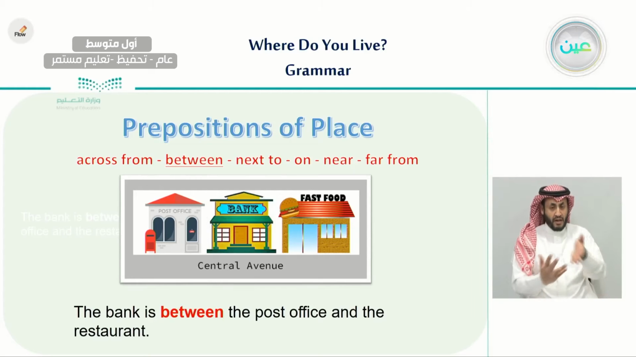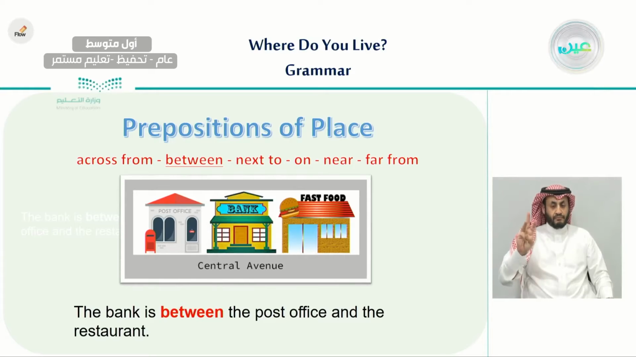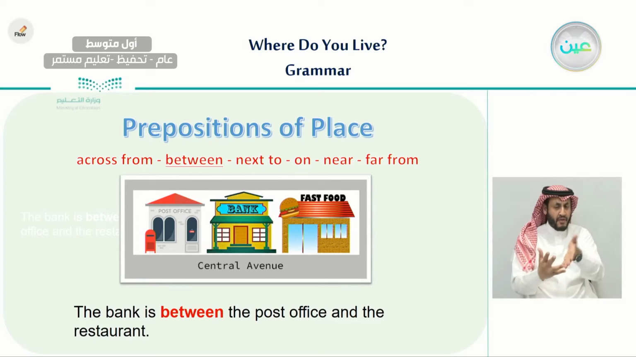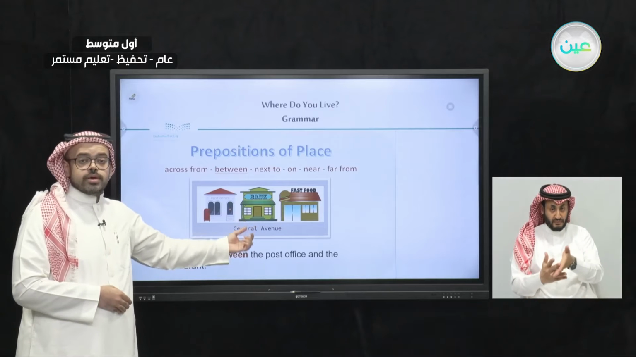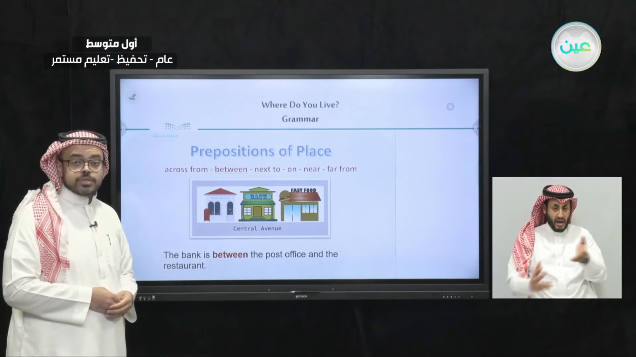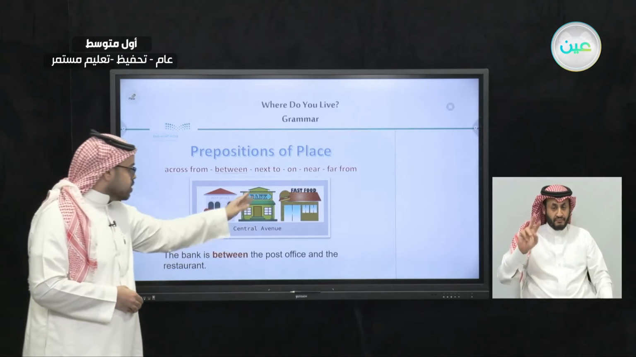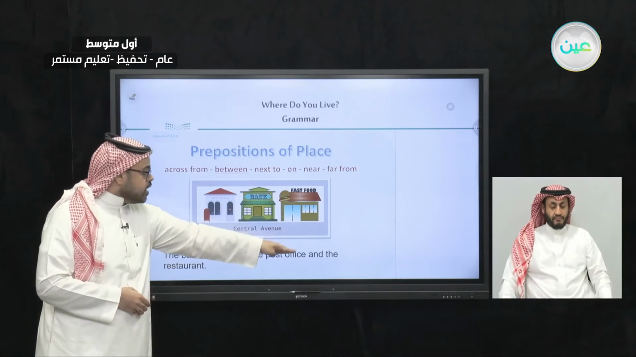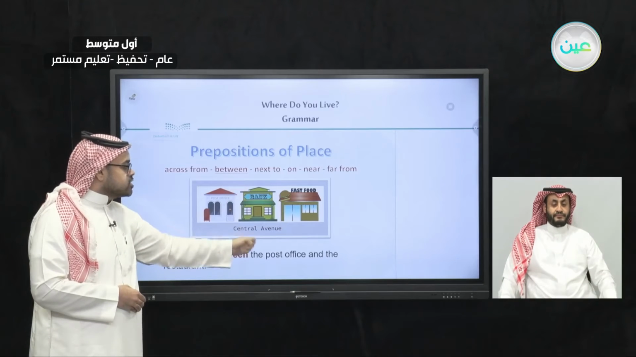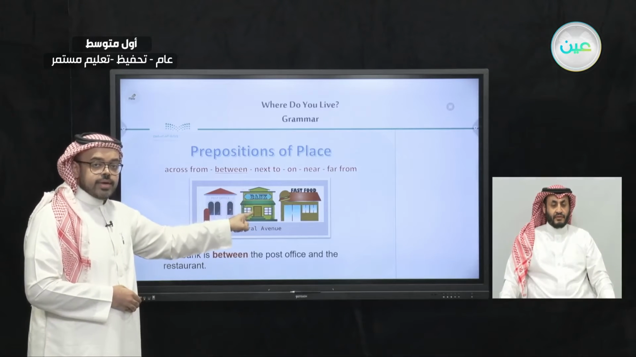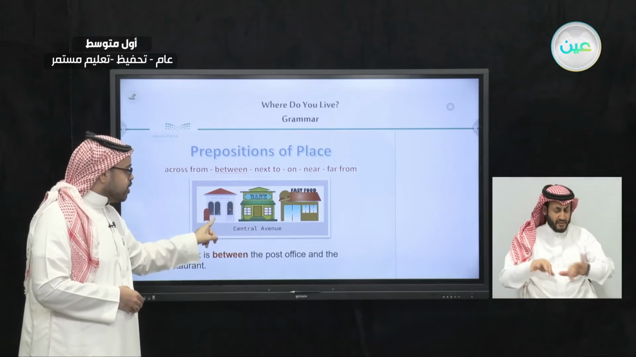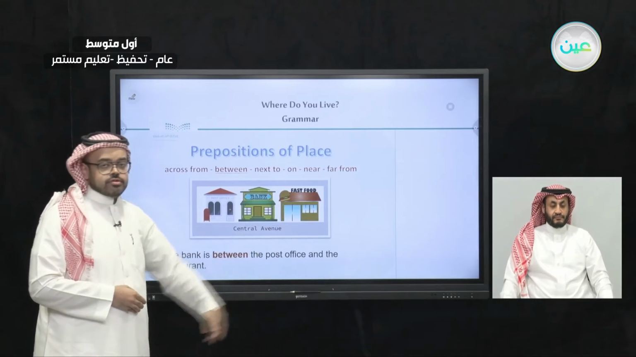Let's see the other preposition. Between. As you can see, here we have three different places. The bank is between the post office and the restaurant. So this is what we mean by the word between. Between means that if something is in the middle, not on the right and not on the left, it is between. And here the bank is between the post office and the restaurant.